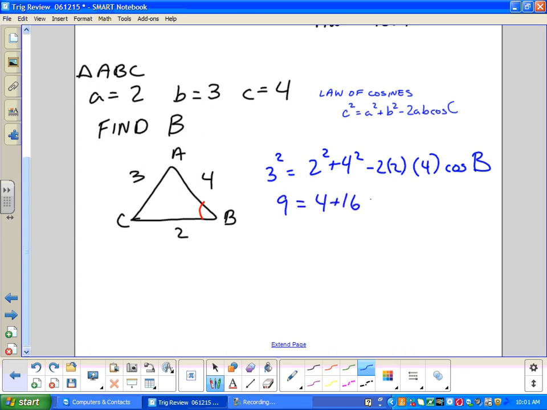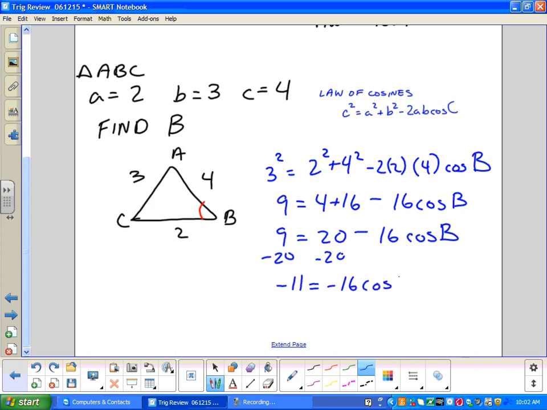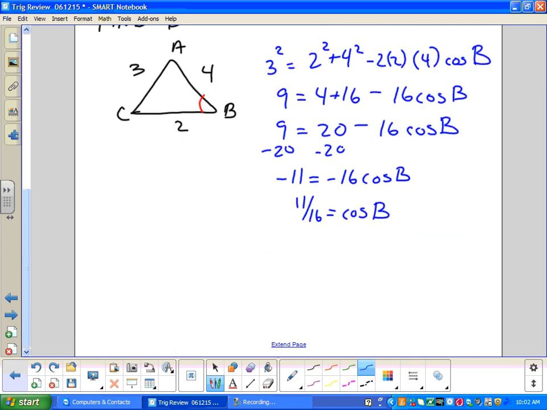Often our mistakes here are simply in signs and multiplications, and too many students write at this point 4 cosine B on the right side. Guys, it's not 4 cosine B. They're not like terms, apples and oranges, cats and dogs. Don't let them breed. And watch your signs. So I get 11/16 equals cosine B when I solve the equation.